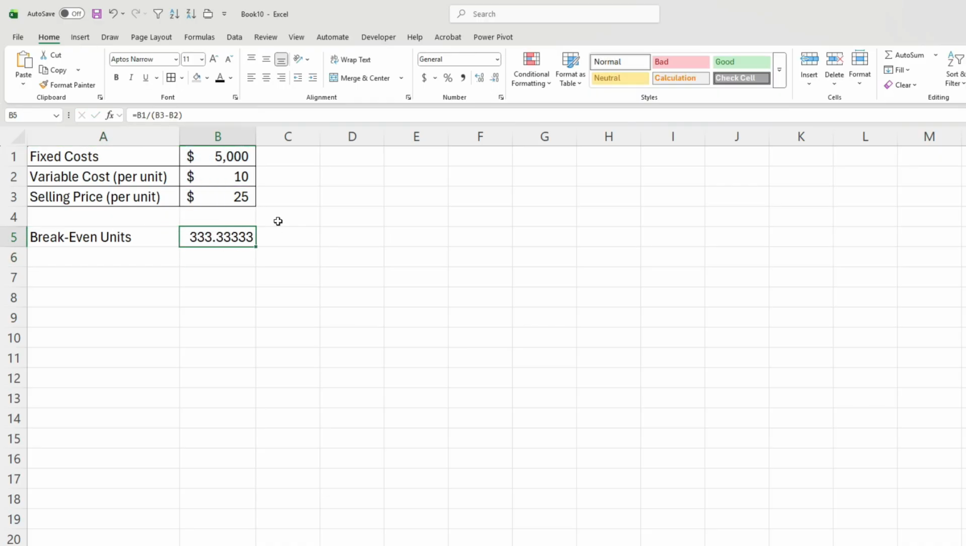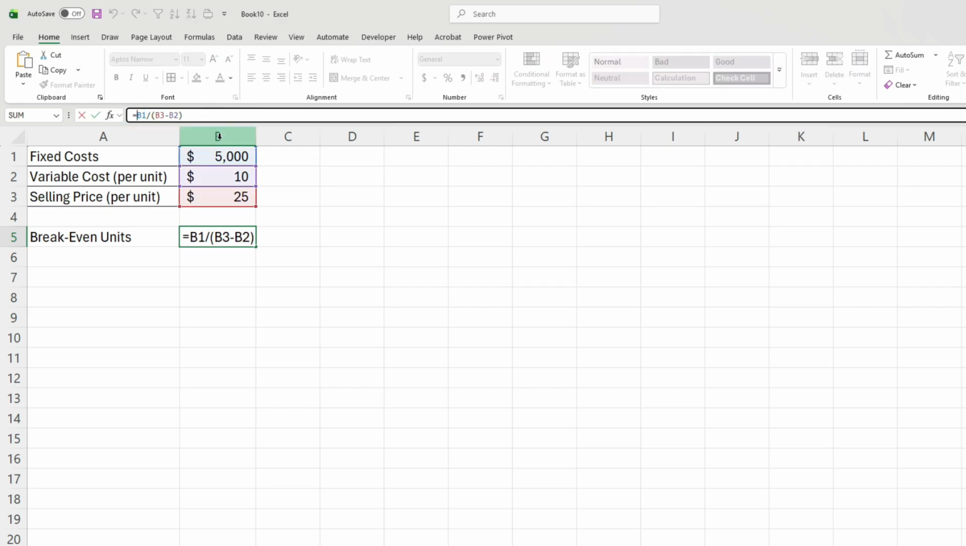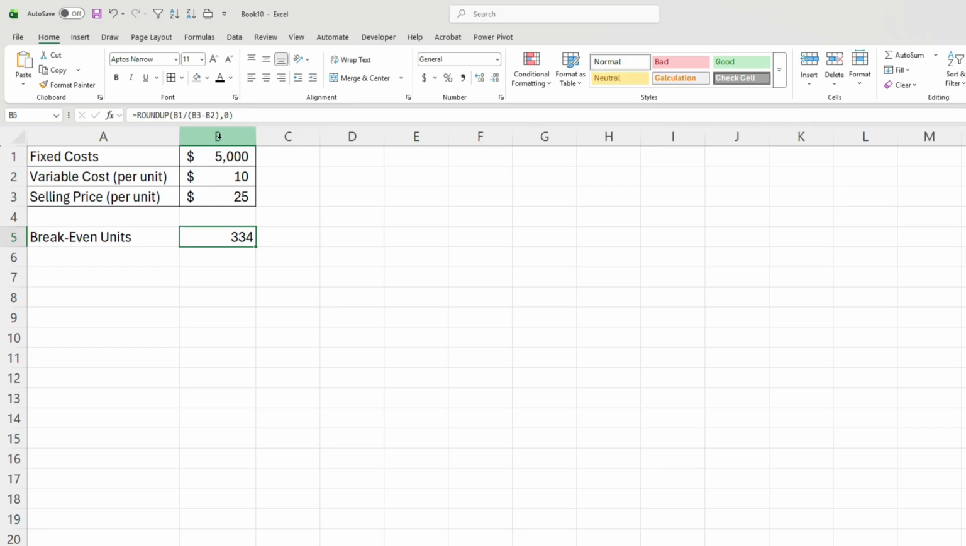Now, because we can't make a third of a unit, I'm going to use the round up function as well here, just to round this up to the nearest whole number. So based on this, I know that I need to sell or make 334 units. And then if I sell those, that'll be enough to cover my costs. So let's work this out.